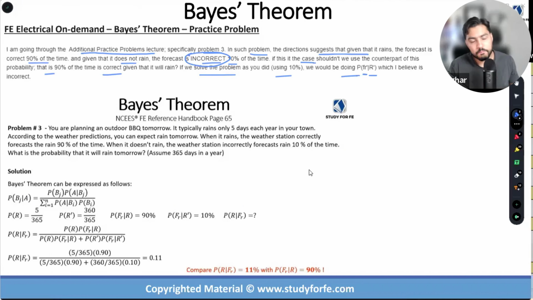Okay, so we got a decent, high level, rough idea of what the student is asking for. Now let's look at the problem statement. You are planning an outdoor barbecue tomorrow. It typically rains only 5 days each year in your town. Which state has this kind of lucky weather?